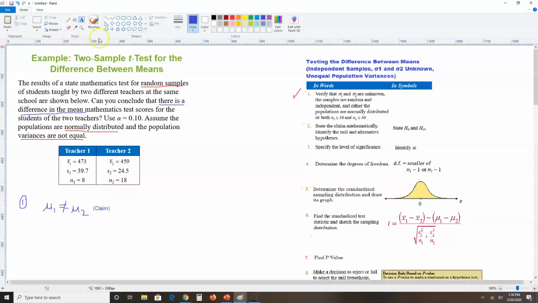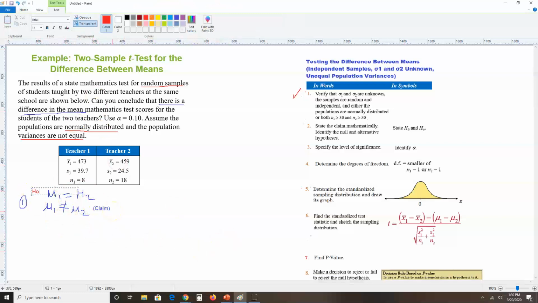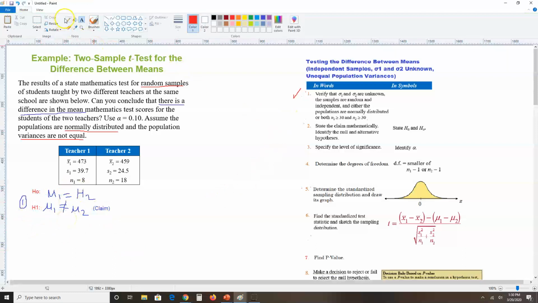Don't forget that every claim has a counterclaim. So how do we find the counterclaim? We state the opposite. What is the opposite of mu1 not equal to mu2? We say mu1 is equal to mu2. And that is my counterclaim. Now remember, we need to label the claims as H0 and HA. Whatever has the equal sign is going to be H0. Whatever doesn't have the equal sign, that will be my H1 or sometimes HA. And I did step number 2.